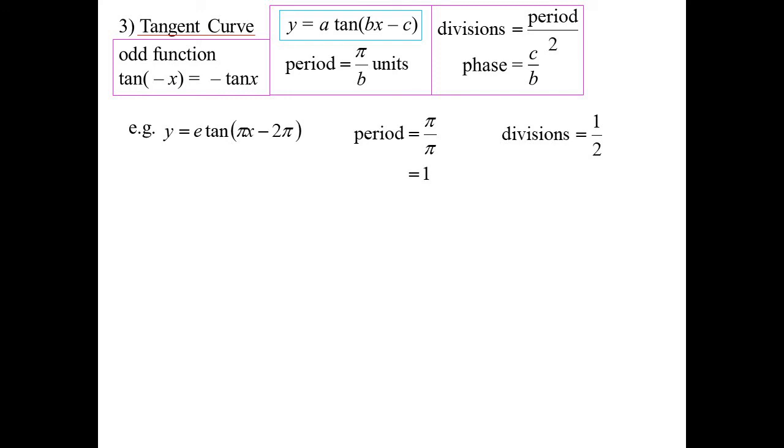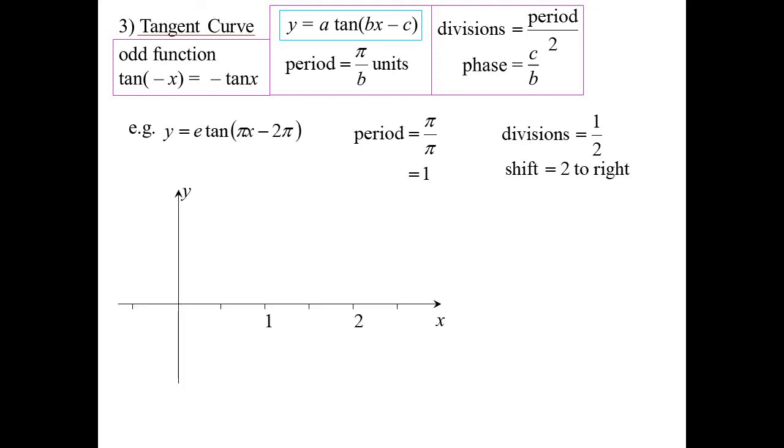But what have we done with this curve? We've shifted 2 to the right. So that's my horizontal shift. Remember the easy way of doing it? Look inside the parentheses. What would make that equal to 0? So pi x minus 2 pi, well, x equals 2. So I know I've shifted 2 to the right. Let's draw my axes in. So I'm going to mark off half. So let's put them all in. There's all my divisions, label them. Again, I haven't bothered labeling all of them, but I've marked in 1 and 2 there.